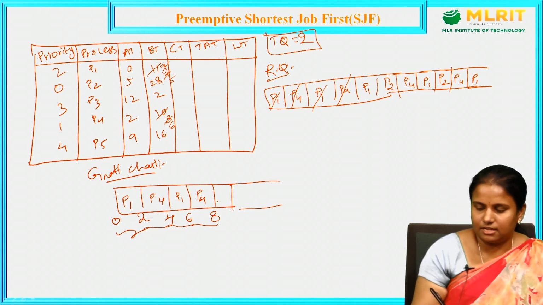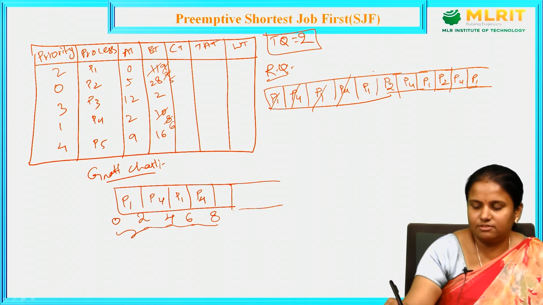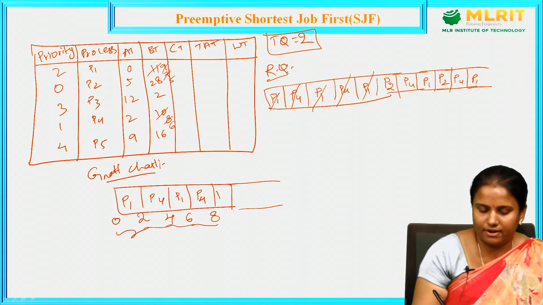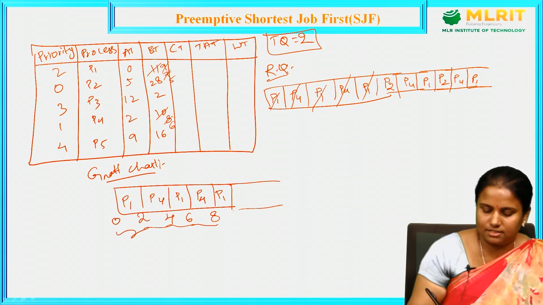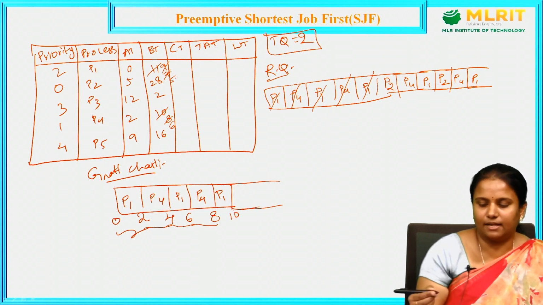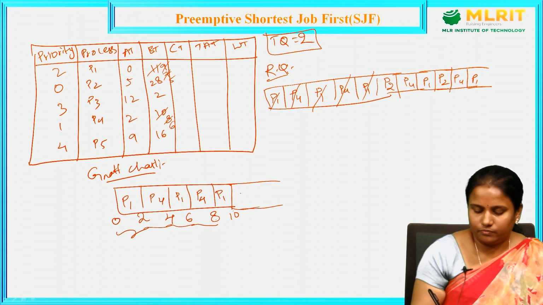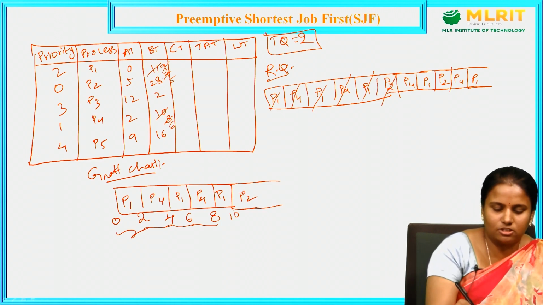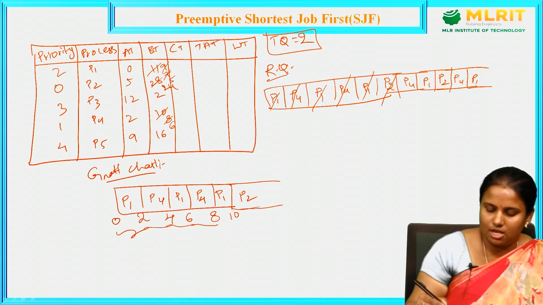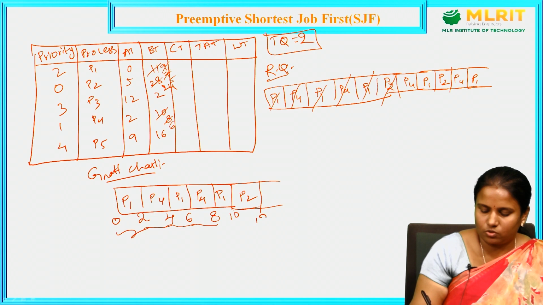Next, who is waiting for the CPU after P4? P1. So P1 has 7 minus 2, remaining is 5, and 8 plus 2 is 10. So next P2. P2 with the burst time of 28. So 28 minus 2, 24 is remaining. So 10 plus 2 is 12.